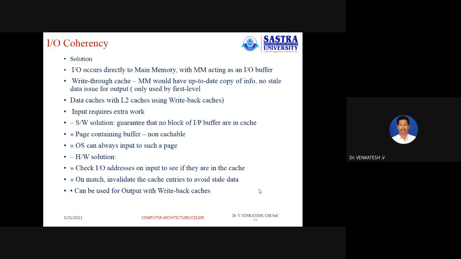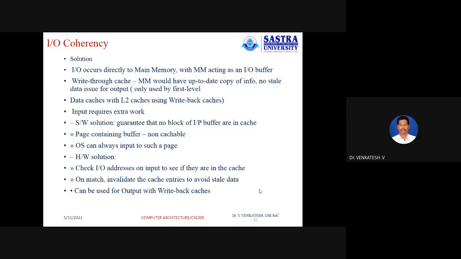So what will be the solution? Instead of IO occurring directly to the main memory, we have to keep it in main memory without acting as an IO buffer. So whatever update is made has to go directly to the main memory. So we have the write-through cache. Write-through cache means, as you all know, main memory has a copy of the information, so no stale data issues for the output, only used at the first level. Whatever we update in the cache has to be updated in the main memory also. That is called a write-through cache.